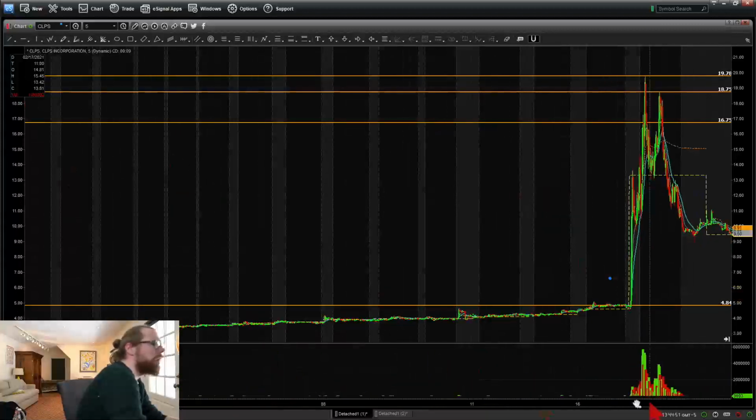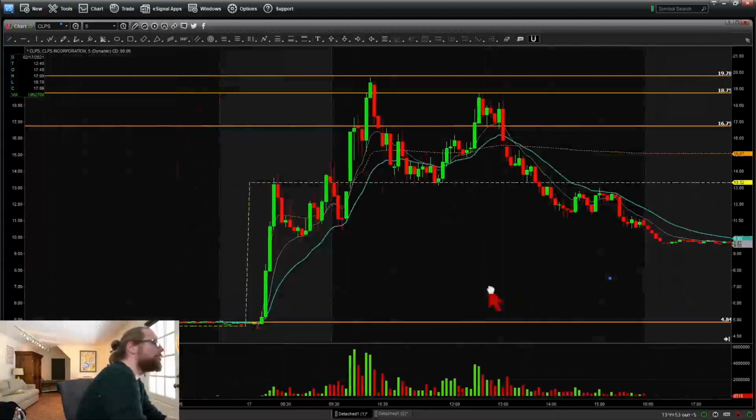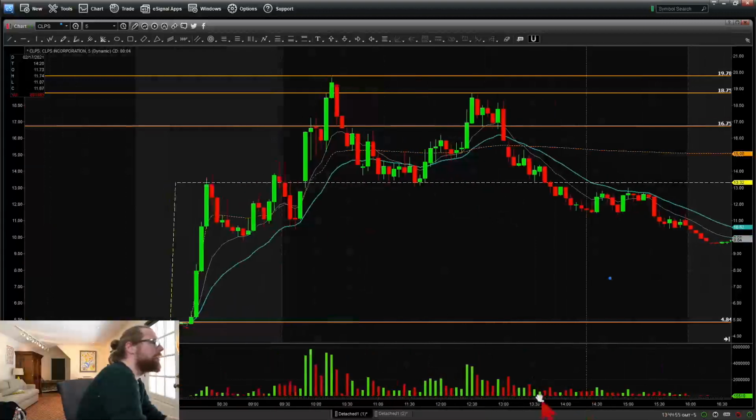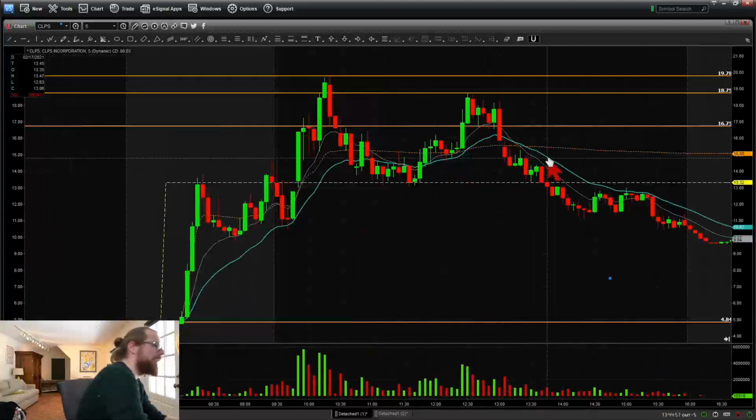So the 5-minute chart, as it broke the volume weighted average price here. Now you've got a bear flag right there. It's easier to see on the 5-minute. That's a bear flag. That's a flat bottom breakdown.